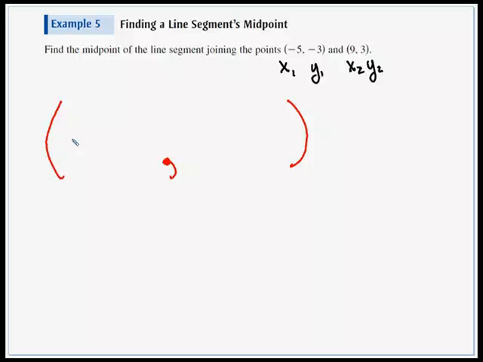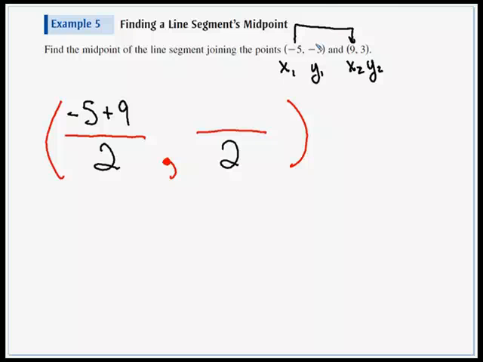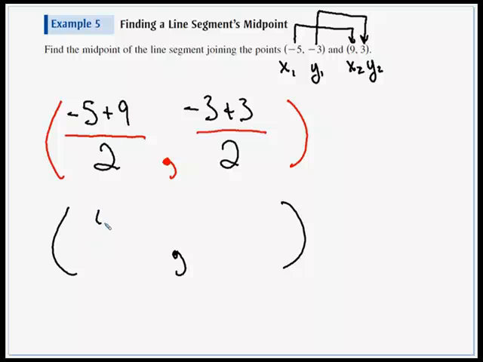And our x coordinate is, we add the two x values we were given together and divide by 2. So here we have our negative 5 plus 9. And then our y values are added together and divided by 2. And our y values are negative 3 and a positive 3. So negative 3 plus 3. All right, let's see what happens here. Negative 5 plus 9 is 4 over 2. And then negative 3 plus 3 is 0 over 2.